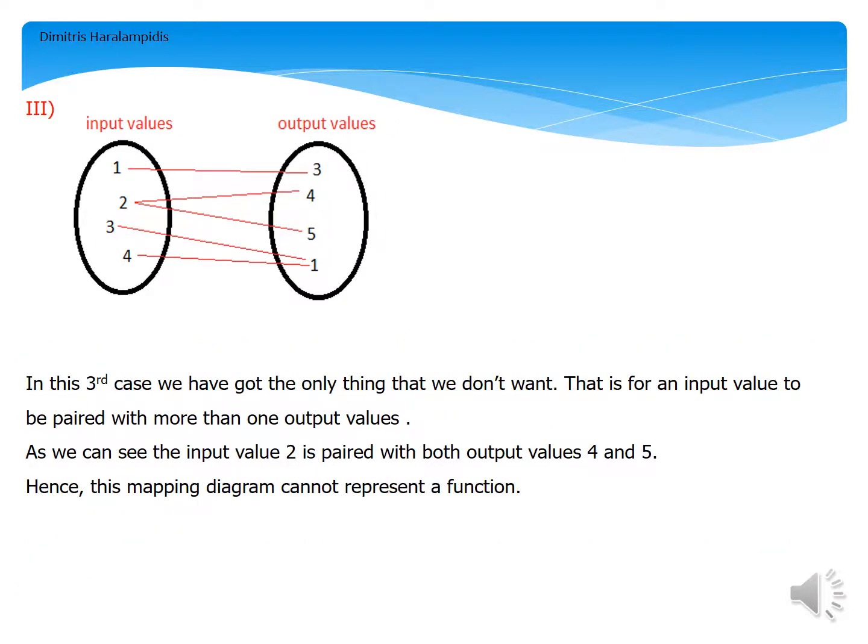And let's see the final diagram. You can see that the input value 1 is paired with the output value 3, 2 is paired with both 4 and 5, 3 is paired with 1, and 4 is paired with 1. In this third case, we've got the only thing that we don't want. That is for an input value to be paired with more than one output value. As we can see, the input value 2 is paired with both output values 4 and 5. Hence, this mapping diagram cannot represent a function.